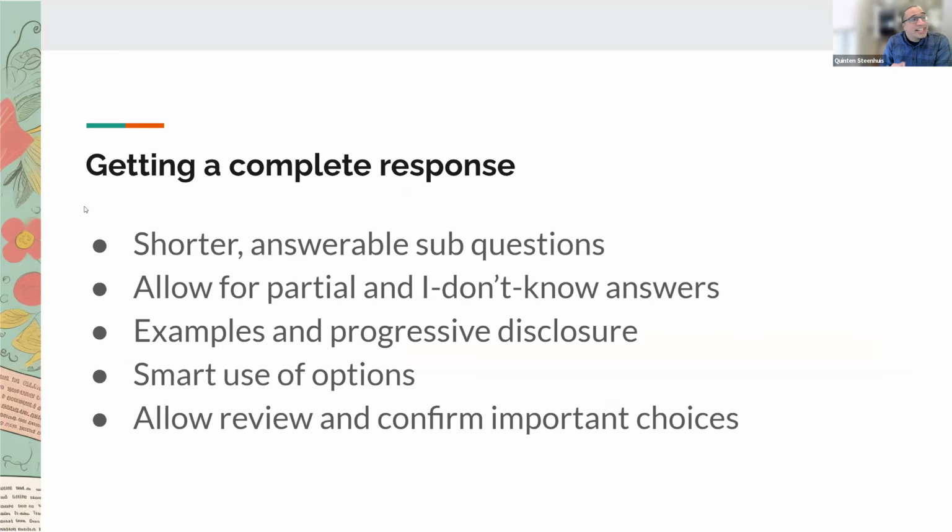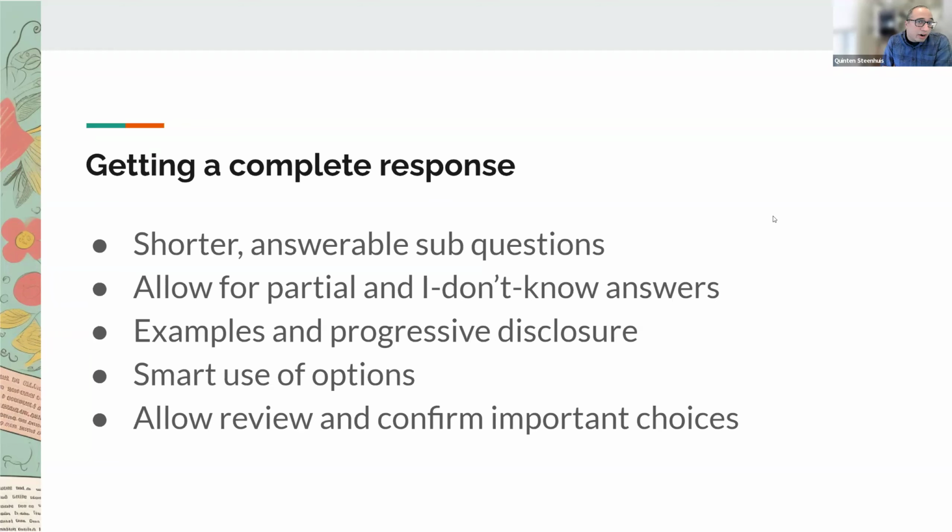We talked about comprehension and accuracy. The last prong here is the user understanding, what we say is getting a complete response. So there's some overlap. We can use shorter, answerable, smaller questions to break up long, open-ended narrative questions that the user might otherwise be faced with. Again, partial and I don't know answers. An important part of getting a complete response is letting people know what they don't have to say. Using examples can help with getting good responses.